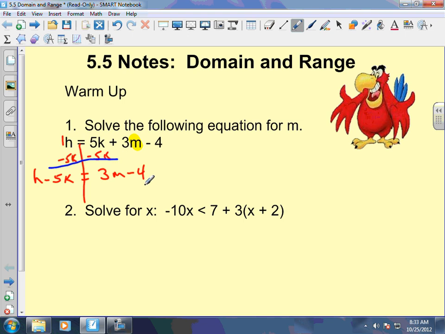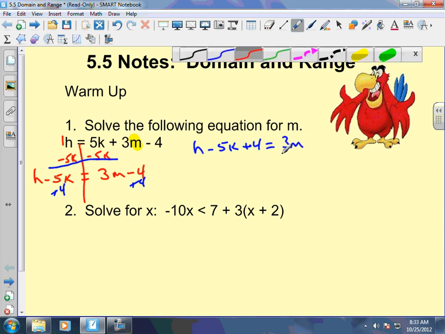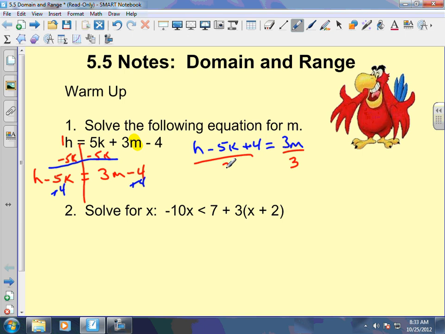Now, I'm going to add 4 to both sides. I cannot combine 4 with anything here, so I get h minus 5k plus 4 equals 3m. Now I divide both sides by 3, because that's multiplication. I undo that by division. My 3's cancel out. And this equals h minus 5k plus 4 over 3. That's what m equals.